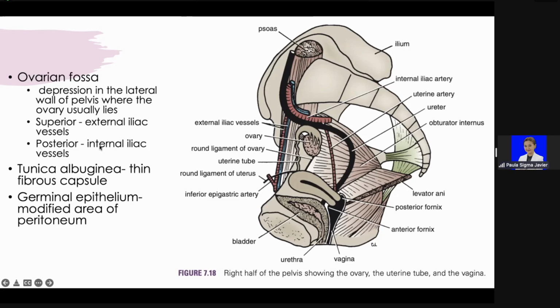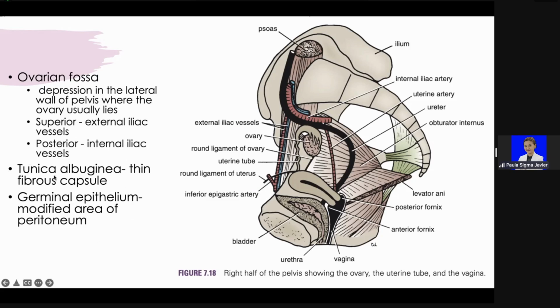Okay, so the ovarian fossa is related superiorly to the external iliac vessels and also posteriorly to the internal iliac. Here also, you will see that the ureter passes anterior to your internal iliac vessels and then passes backward and posteriorly. Okay, so it crosses also your uterus to pierce the posterior border of your bladder.